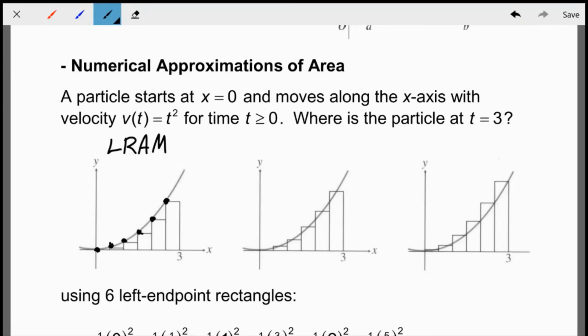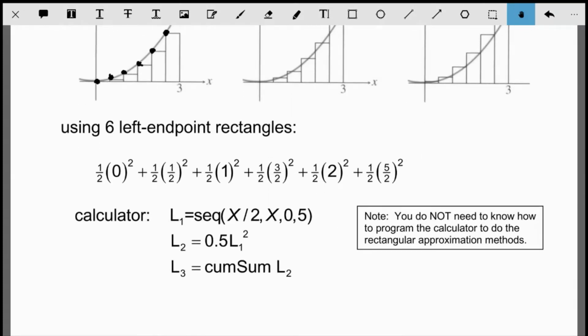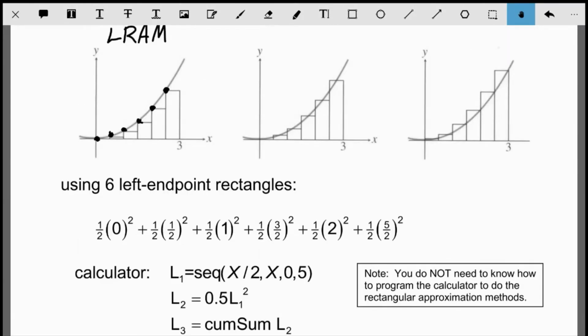Now, obviously, in this case, I'm severely underestimating the actual area underneath the curve, but it will give me a good rough idea of what that area is going to be. Now, down below here, I've actually shown you what would happen if we were to add these together.